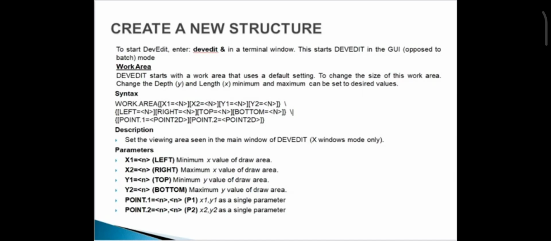Description: set the viewing area seen in the main window of DevEdit, X Windows mode only. X1 is the minimum X value of the work area, X2 is the maximum X value of the work area, Y1 is the minimum Y value of the work area, Y2 is the maximum Y value of the work area. The work area will decide the length, width and height of the device. For setting this, you have to mention the depth and length of the device, with minimum and maximum values. Y value shows the depth of the device and X value shows the length of the device.